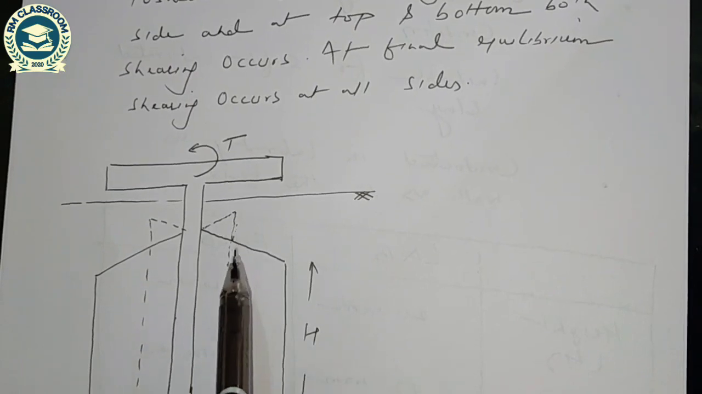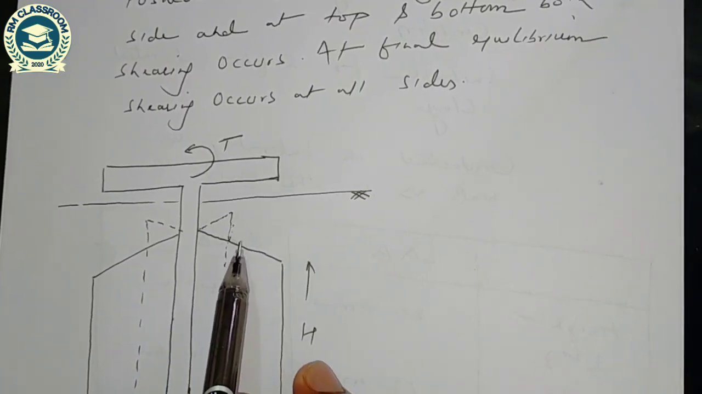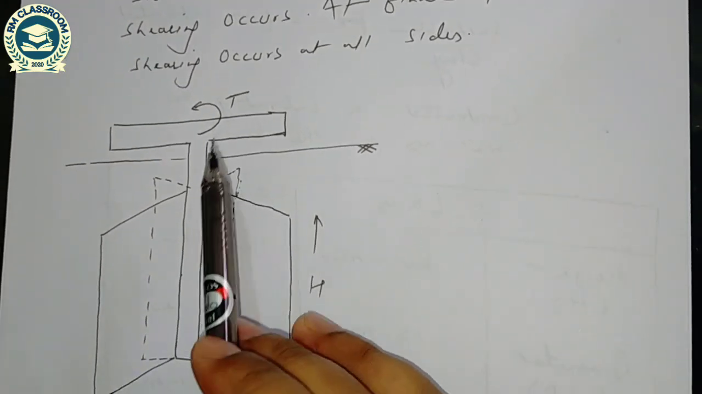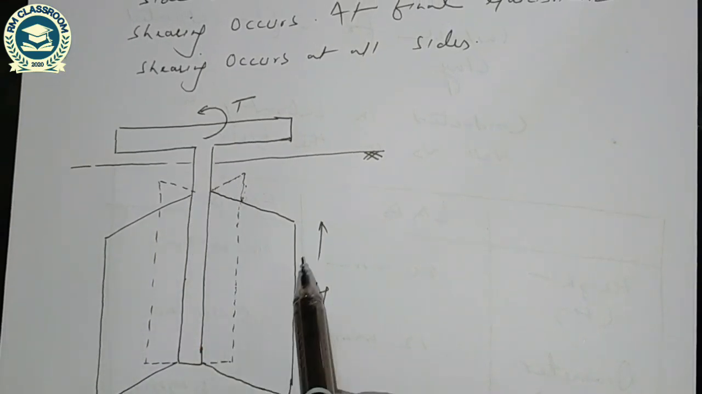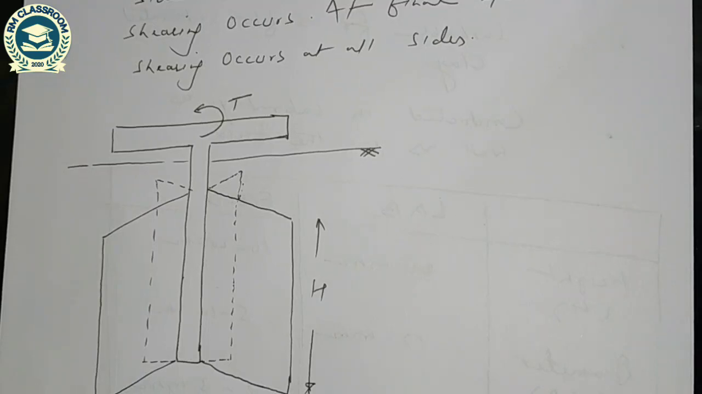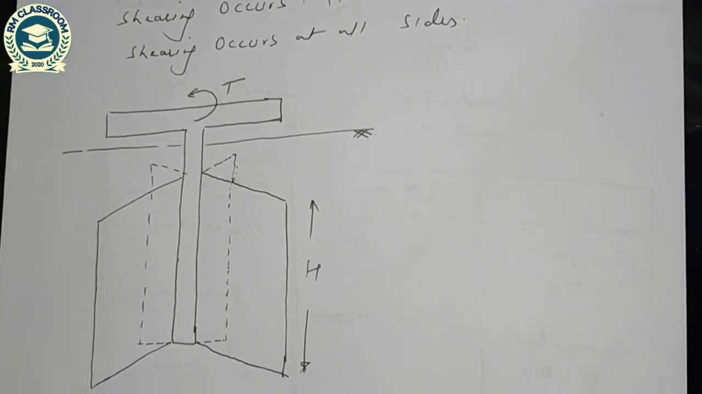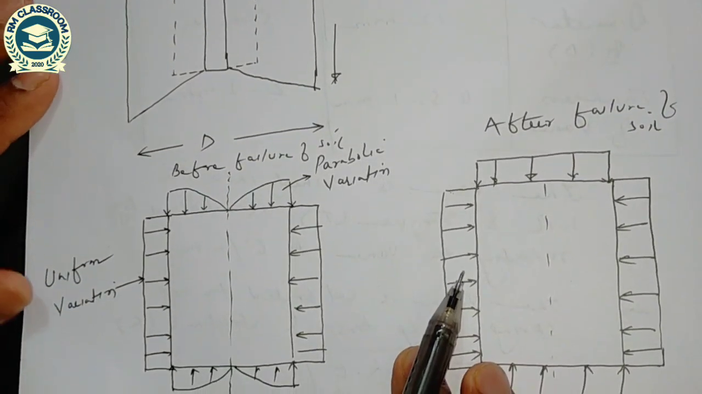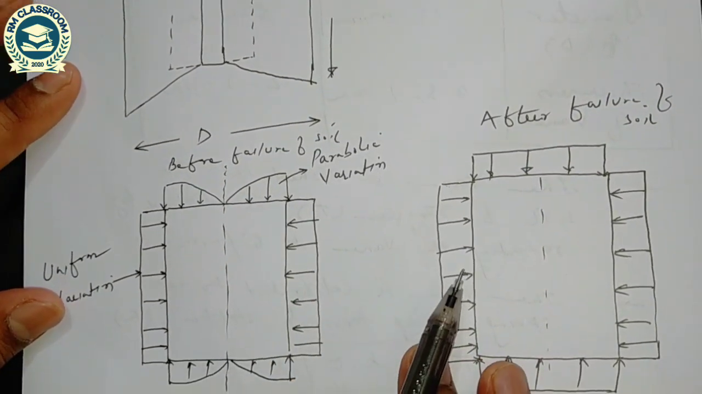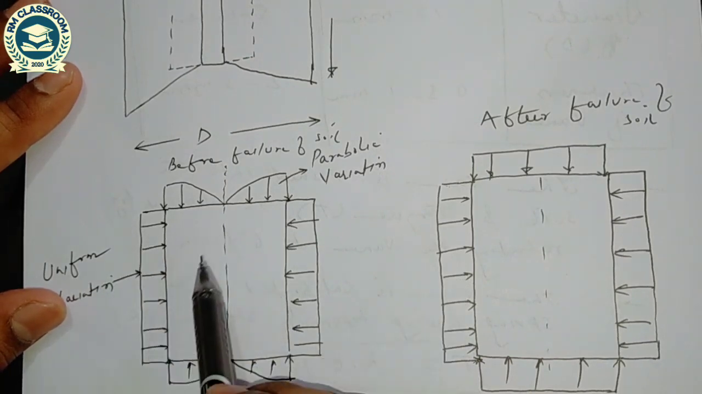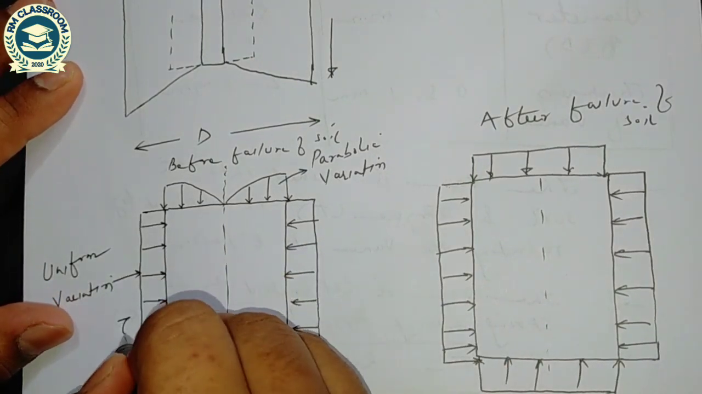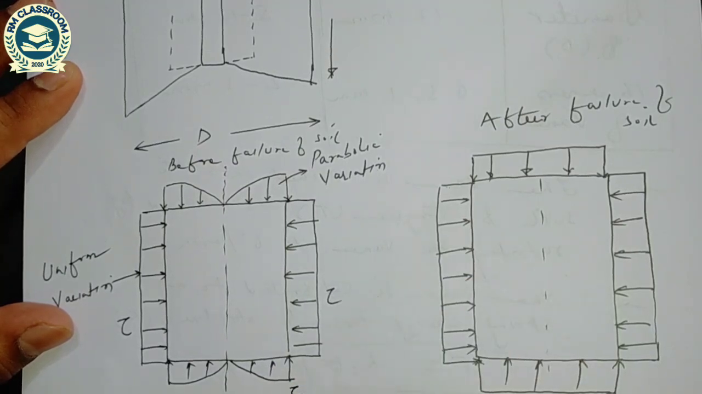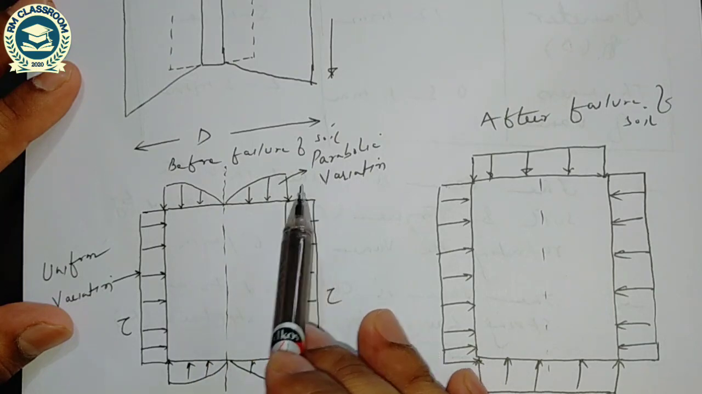So this is the vane. Applied torque T is applied, and this is the height of the vane, and this is the diameter of the vane. So the shear stress distribution before failure is in such a way that we can see this is the distribution of shear stress before failure. At the side the shear stress is uniform, and at top and bottom the variation is parabolic.